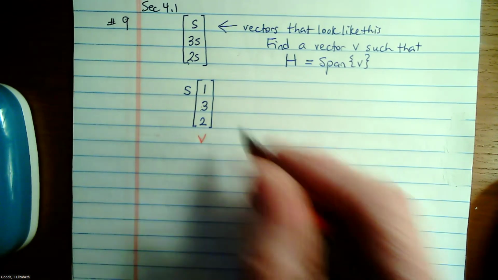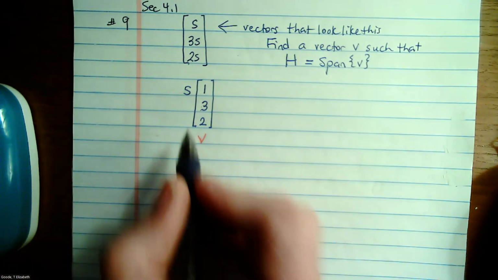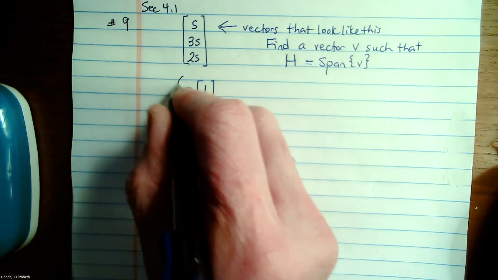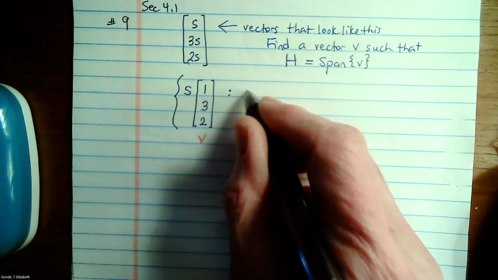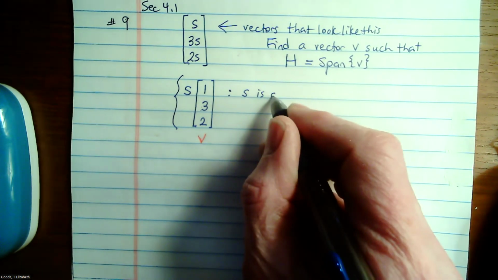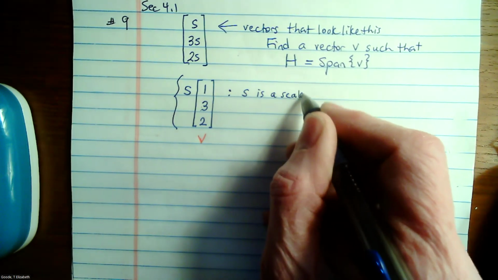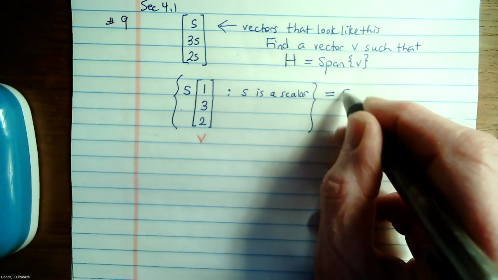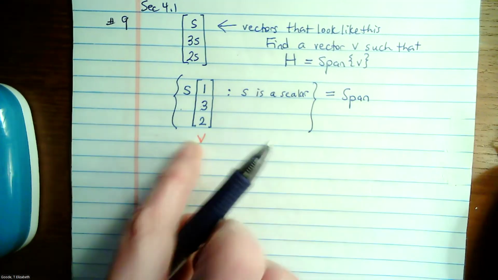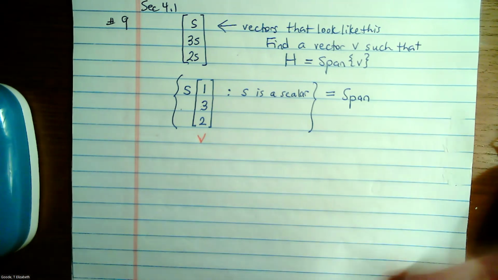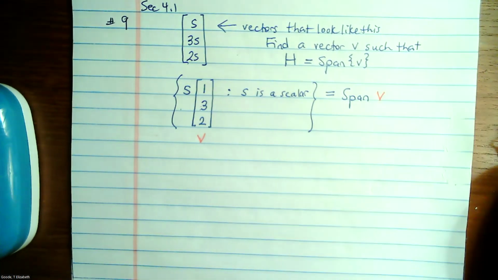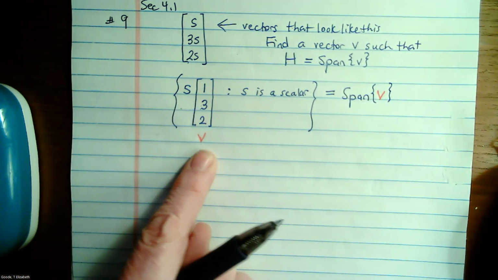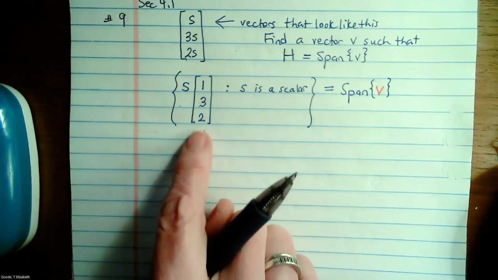Because by definition, this set where S is a scalar is the span of this vector that we're calling V. That's what the span of that vector is. It's all scalar multiples of that vector. So this would be your V.